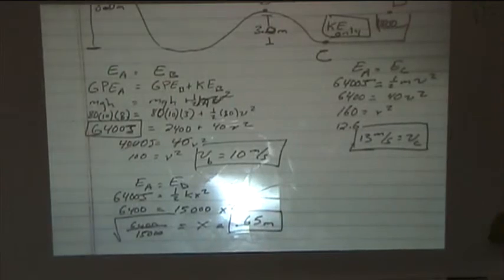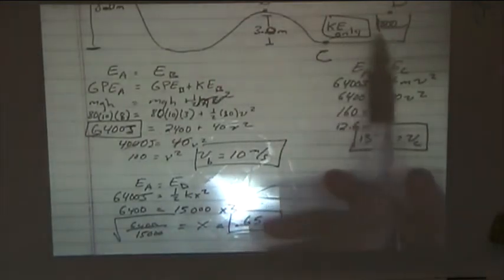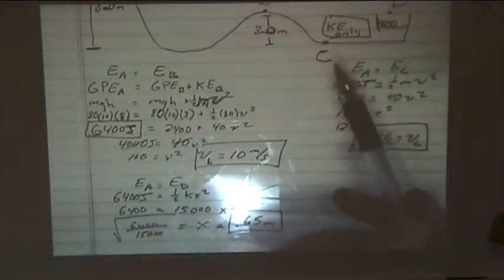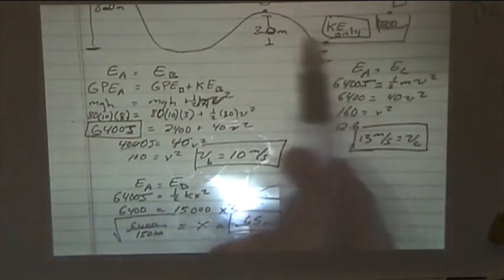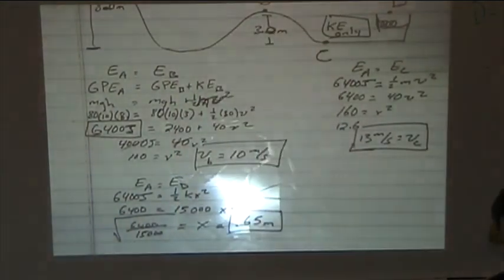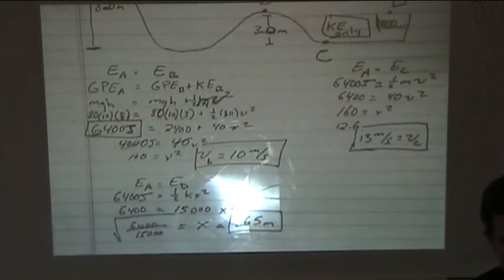So there's all sorts of questions you could be asked. How much energy is in the system? How fast is it going at the true bottom of any hill? How fast is it going at the top of this little hill? But you can completely analyze the system as long as you set the energy at different points equal to itself, because energy is neither created nor destroyed.